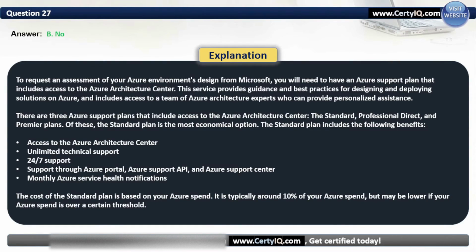The Standard plan includes the following benefits: access to the Azure Architecture Center, unlimited technical support, 24/7 support, support through Azure Portal, Azure Support API, and Azure Support Center, and monthly Azure Service Health notifications. The cost of the Standard plan is based on your Azure spend. It is typically around 10% of your Azure spend, but may be lower if your Azure spend is over a certain threshold.